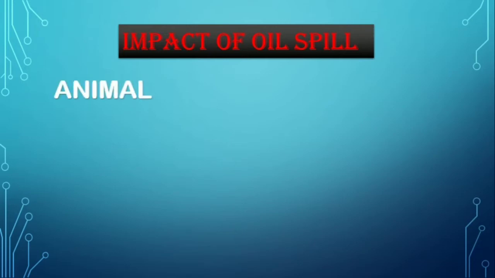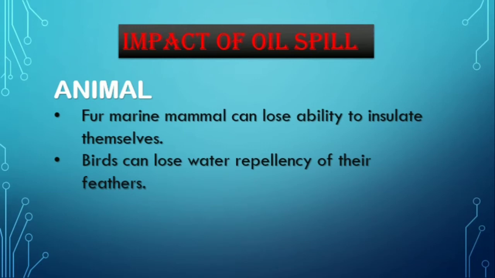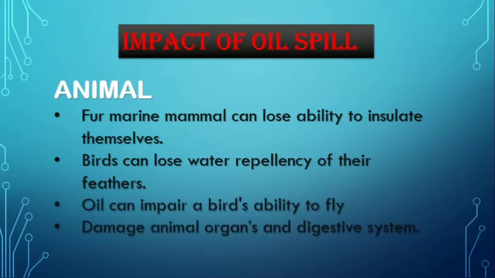Marine mammals like sea otters can lose the ability to insulate themselves when covered in oil, and birds can lose the water repellency of their feathers. Without proper insulation, they can end up dying from hypothermia. Oil can impair birds' ability to fly, preventing them from foraging or escaping from predators. As they preen, birds may ingest the oil coating their feathers, irritating the digestive tract, altering liver function and causing kidney damage.